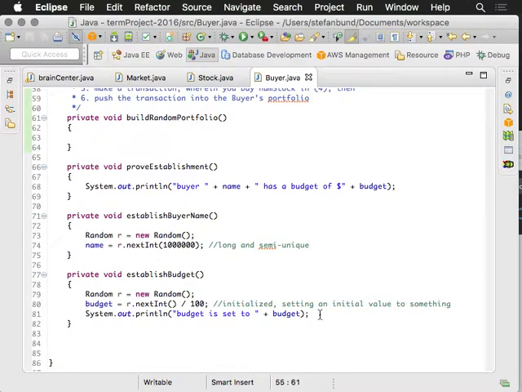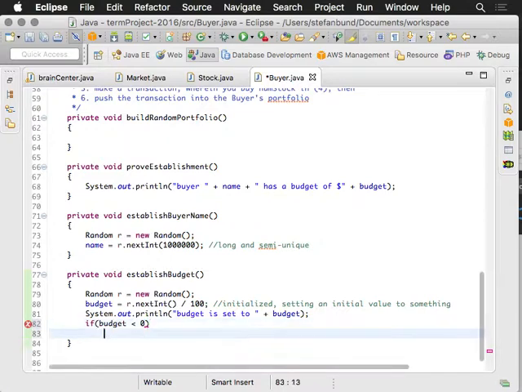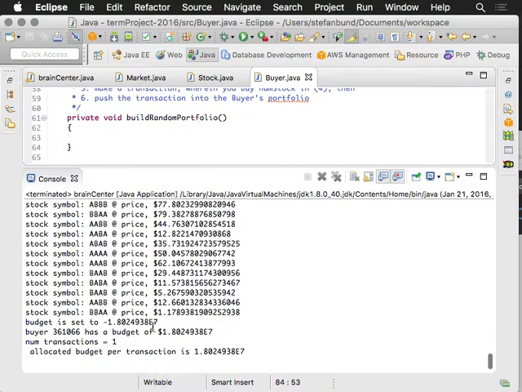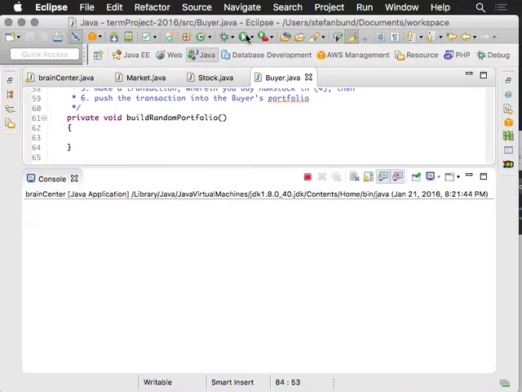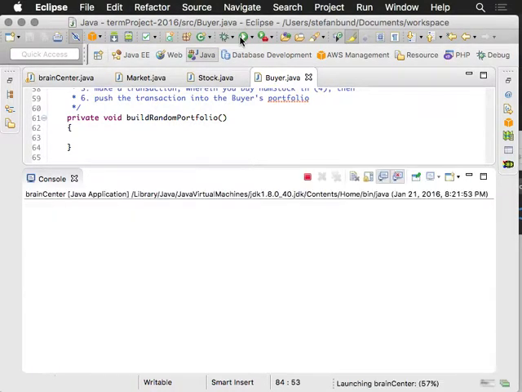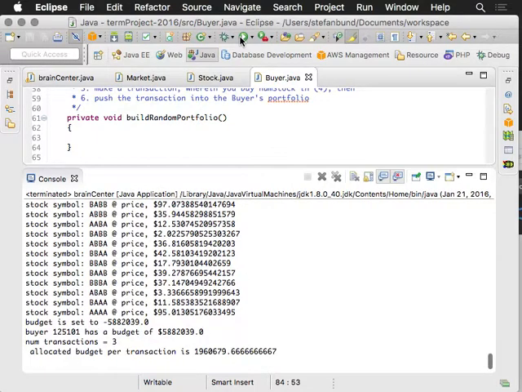Budget is set to budget. And what we'll say is, if a budget is less than 0, i.e. if it's negative, budget should be equal to itself times -1. And that should turn it positive. And let's just do that a few times to see. Okay, that's fine. Big budget. Big budget. Budget is set to allocated budget per transaction. Okay, so we've got to fix that. It sometimes comes up negative.